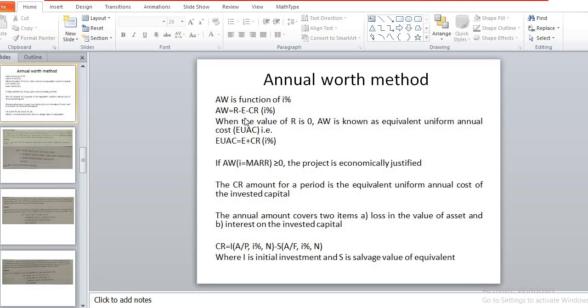So this E plus CR term is considered as the equivalent uniform annual cost. Both the expenses and the capital recovery are considered as the equivalent uniform annual cost. With this formula we can find the annual worth at a particular interest rate I, and if the annual worth is greater than or equal to 0, then we can say that this project is economically justified.